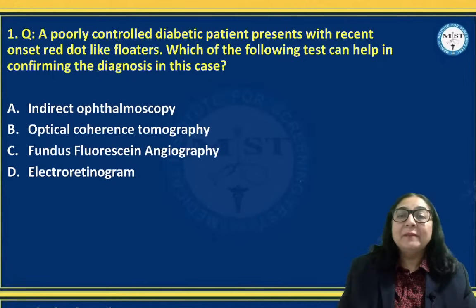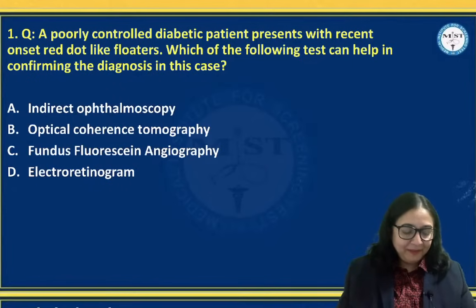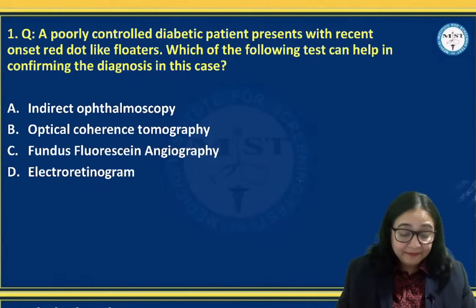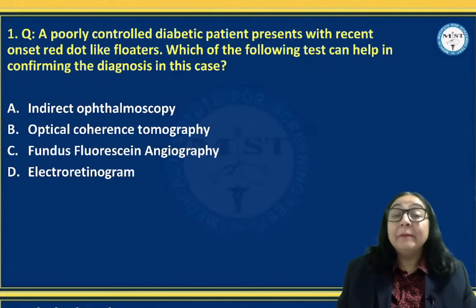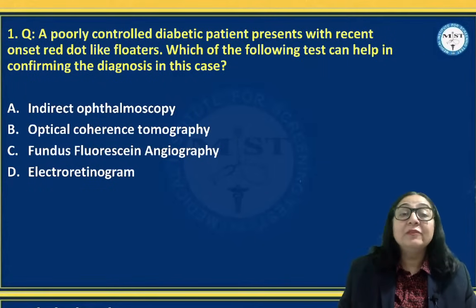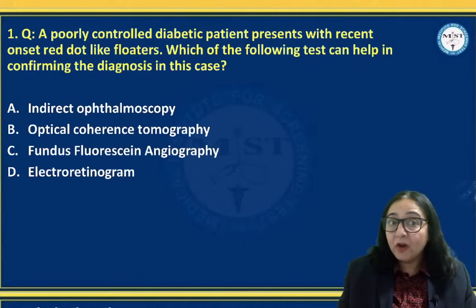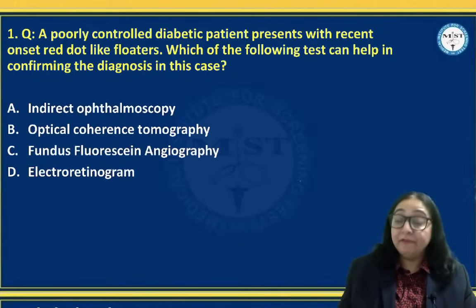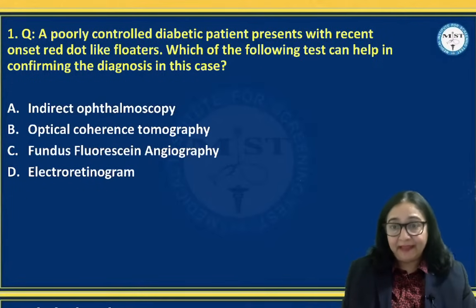Okay. So let me take you through the first question. The first question is, a poorly controlled diabetic patient presents with recent onset red dot like floaters. Which of the following tests can help in confirming the diagnosis in this case?